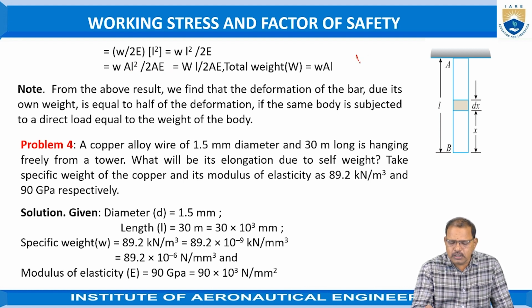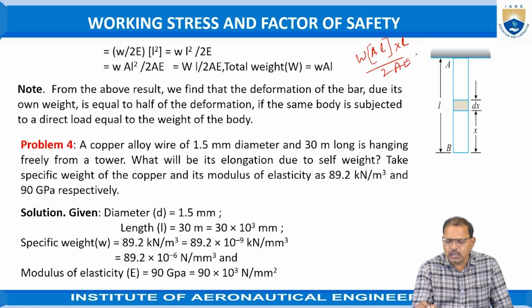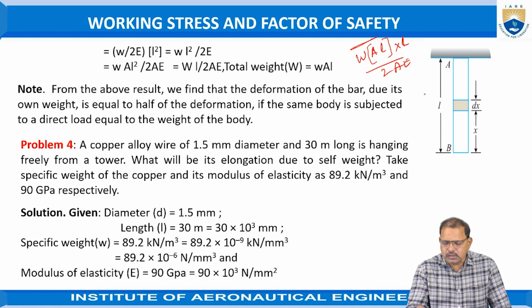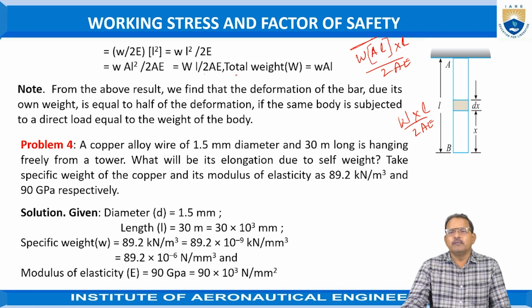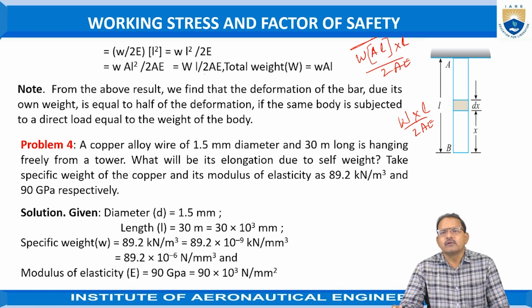Here, w is nothing but representing the specific weight of the material, A into L is representing the volume of the material, and L divided by 2AE. Where w into A into L is treated as the total weight of the bar considered. Hence, generally I am taking capital W into L divided by 2AE, where capital W is representing the total weight of the bar.